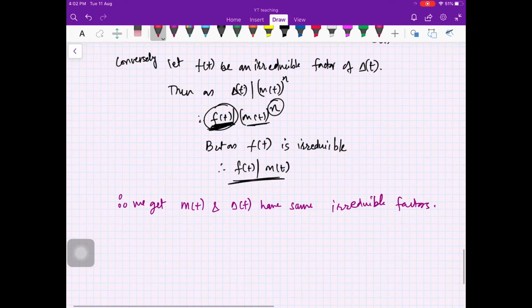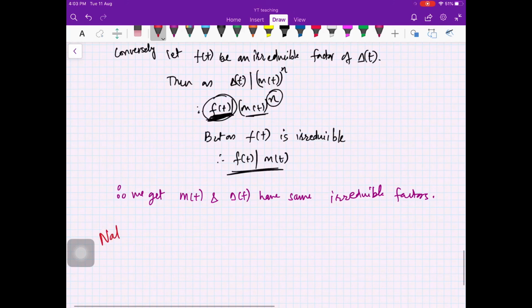Right. So you should note that this theorem is a caveat. We are not saying that mt is equal to del t. All we are saying is that they have the same irreducible factors. And because most of the time we are in the field of complex numbers, where we are sure that all the polynomials will be reduced to linear factors, we can say that in the field of complex numbers, mt and del t have the same linear factors.